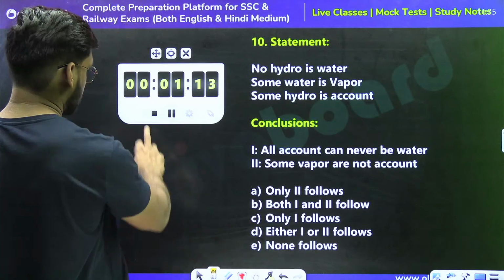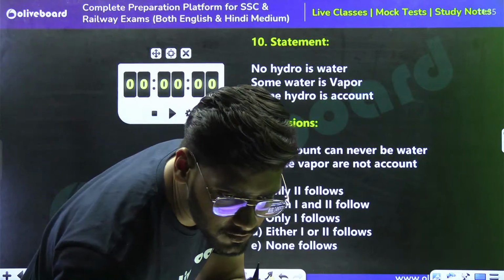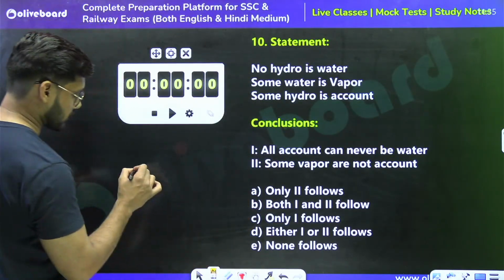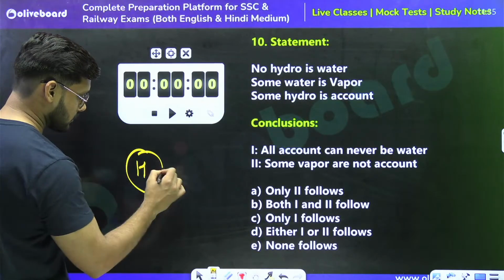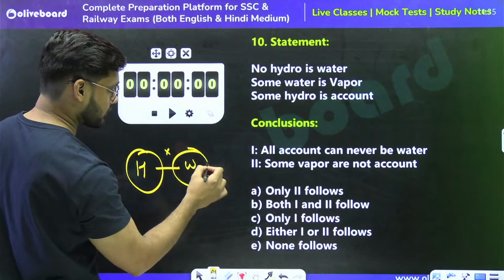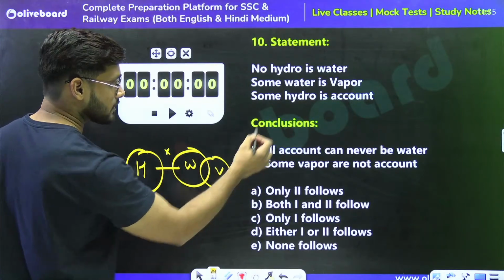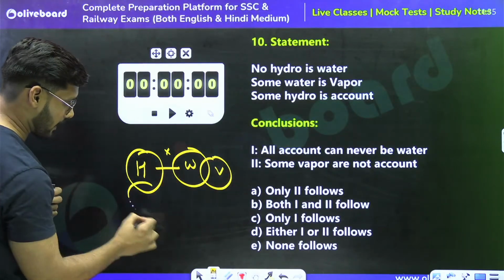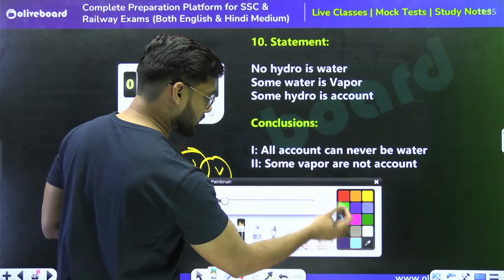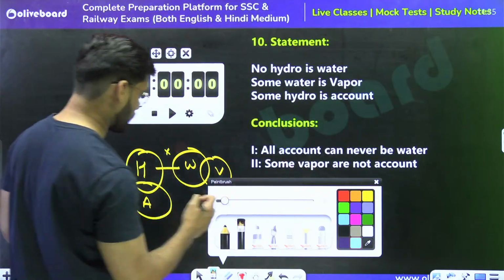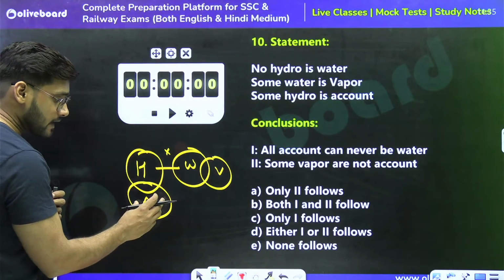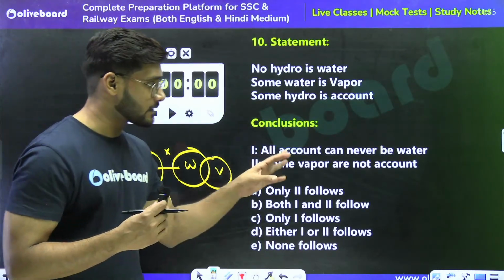Let's see the right answer for this question. Do we have the answer? Okay, Kiran is saying B. No hydro is water. Some water is vapor, and some hydro is account. The first conclusion says, all account can never be water. If he is saying all account can never be water, is he saying true or false?